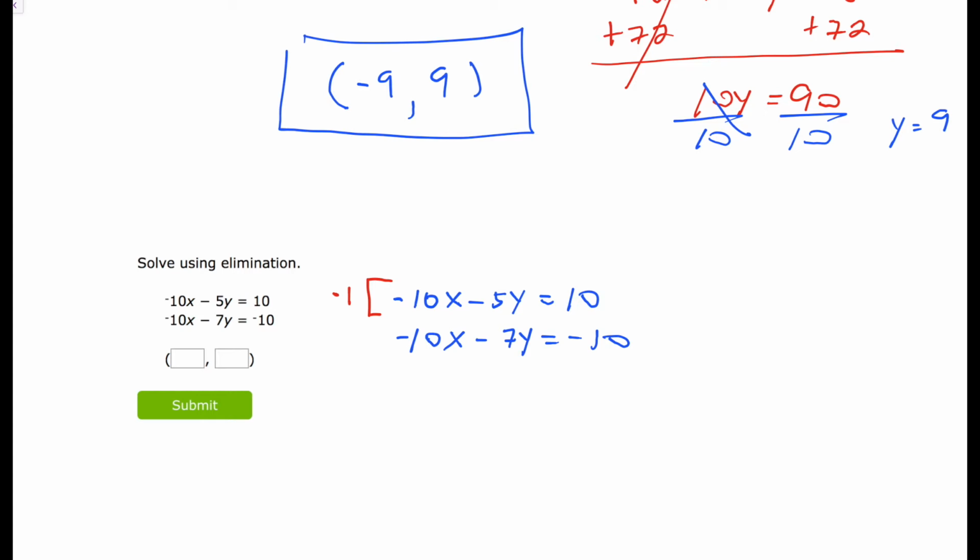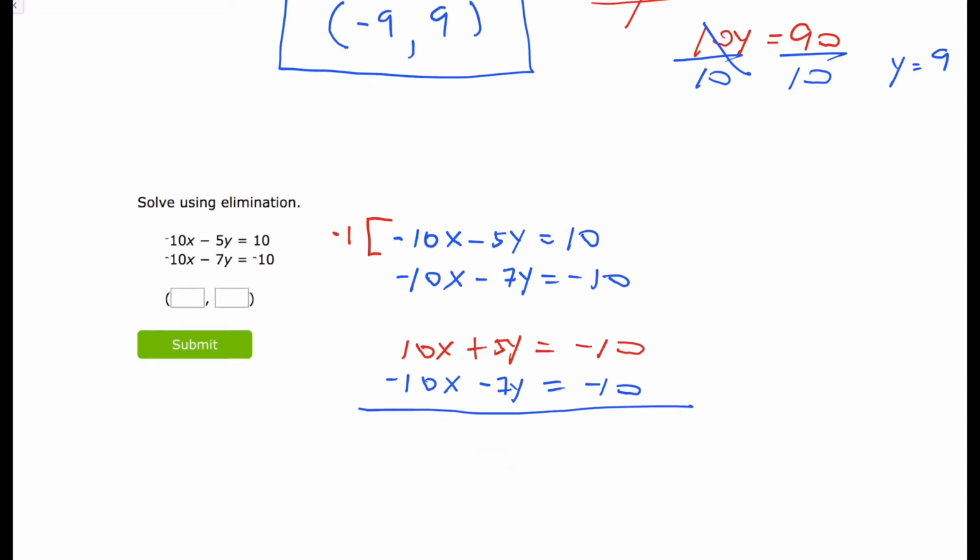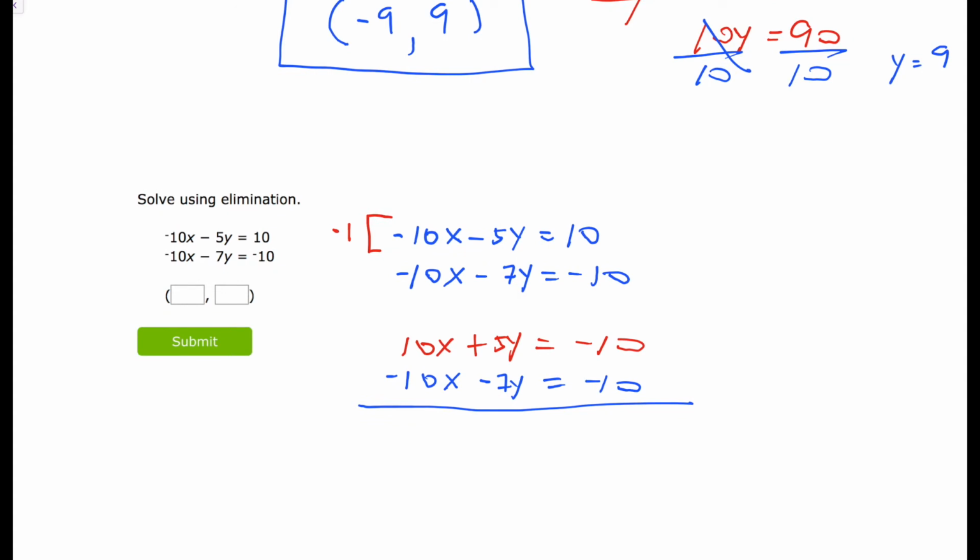All right, so what do I write for my new top? 5y equals negative 10. So opposite, opposite, opposite, right? And then the bottom stays exactly the same. Negative 10x minus 7y equals negative 10. Now we can eliminate. So what do I do? So gone. Okay, now what? Negative 2y equals, follow your signs.